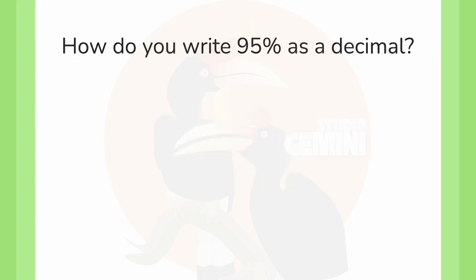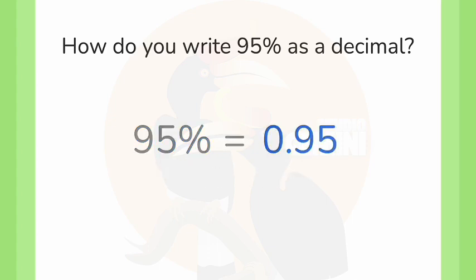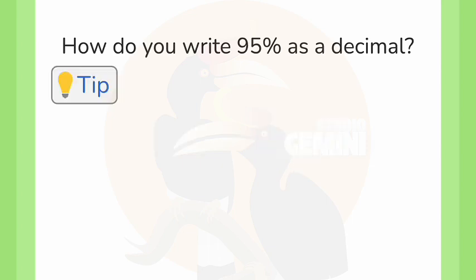Let's try one more. How do you write 95% as a decimal? 95% represents 95 parts out of 100. So we have 95 hundredths, or 0.95. Great! Ready for another tip? To convert a percent to a decimal, we will follow the same steps as converting a decimal to a percent, but in reverse. That means we can move the decimal point 2 places to the left.